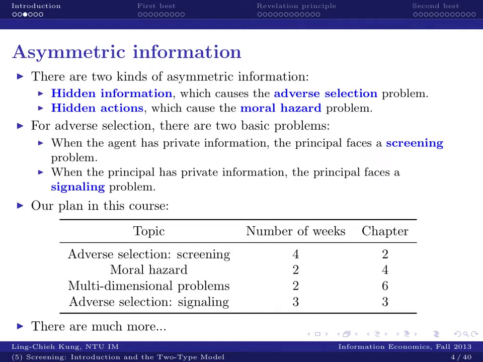Our plan for this course is to tell you the most basic ideas about these asymmetric information problems. For 4 weeks, we will discuss adverse selection problems and in particular the screening problem. We will leave the signaling problem to the end of this semester for about 3 weeks. After screening, we will talk about moral hazard for about 2 weeks. After that, we're going to combine, for example, adverse selection and moral hazard into multi-dimensional problems. There you will see problems where, for example, an agent has both a hidden information and a hidden action. We will discuss that for about, again, 2 weeks. These are contained in the textbook in chapters 2 to 6. Actually, there is much more in this field, information economics, but unfortunately, we don't have time to talk about it.